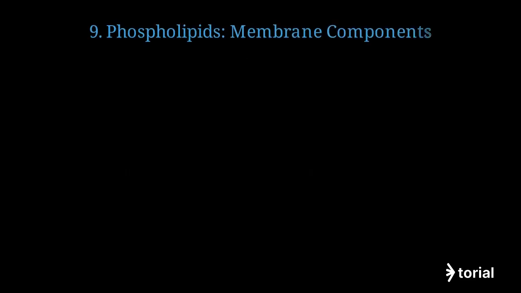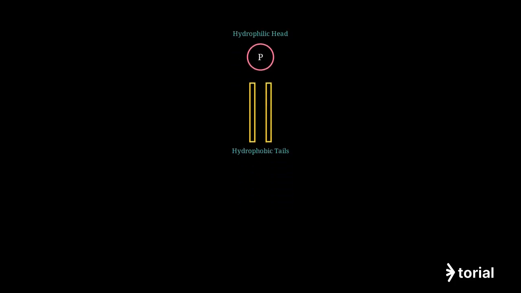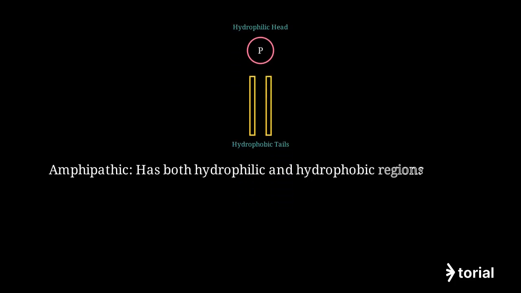Phospholipids are the key structural components of cell membranes. Phospholipids have 2 fatty acid chains, a glycerol backbone, and a phosphate group, making them amphipathic. A phospholipid has a hydrophilic phosphate head that loves water and 2 hydrophobic fatty acid tails that repel water. This amphipathic property allows phospholipids to form bilayers in water, creating cell membranes.